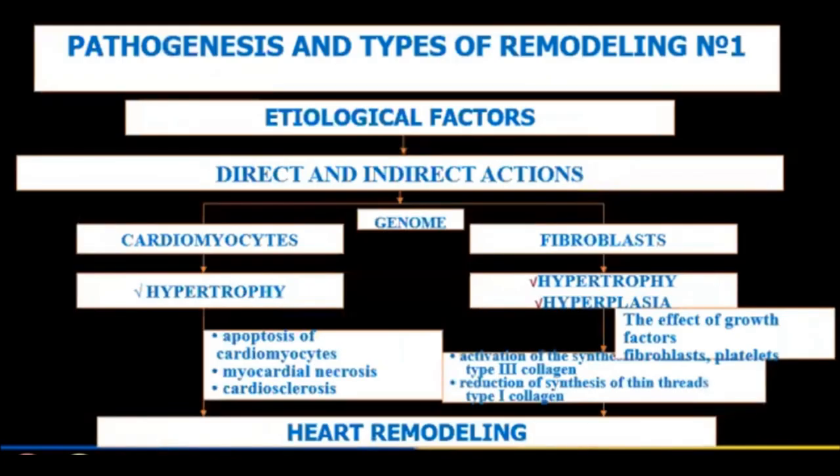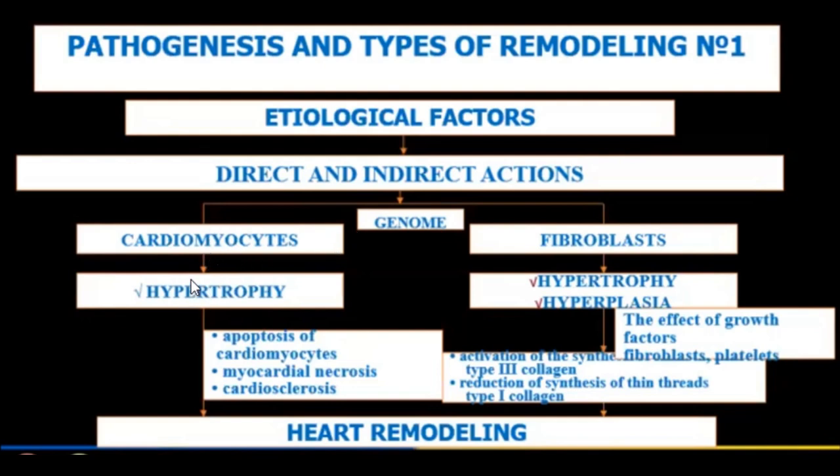And two types of remodeling. First of all, it's etiological factors, direct and indirect action. Very important, it's a genome, cardiomyocyte, fibroblast. Action to the cardiomyocyte and fibroblast and genome.